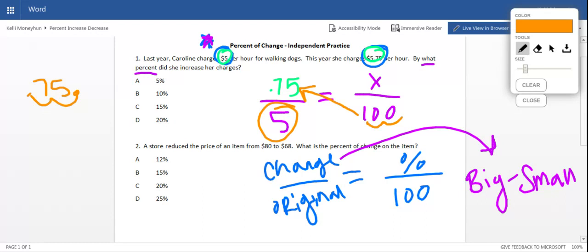And then I have to divide by my 5. So 75 divided by 5. You guys do that part, okay? So go ahead and do that division. Pause the video, find the answer, and get ready for the next one.